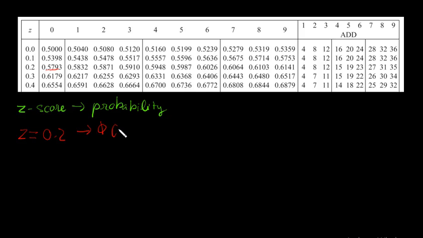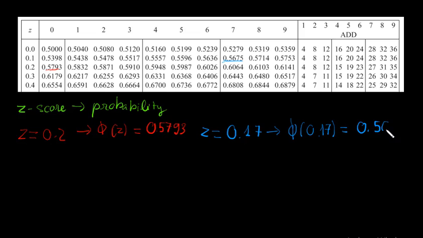So phi of z, you write down like this, equals 0.5793. For the next example, I would take a number like this. I want to find the probability of the z-score 0.17. Look at here, 0.1, so we'll work with this line from here to here, and phi of 0.17 equals, first we consider the first decimal place, which is 0.1, and then we look at the second decimal place, which is 7. So our probability will be this one, equal to 0.5675.